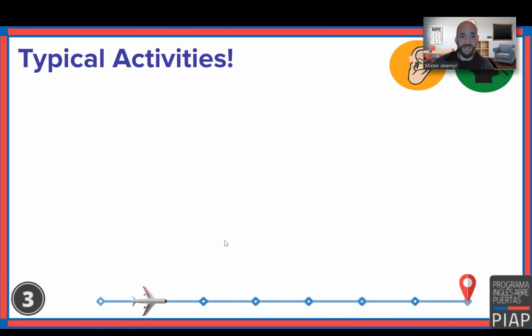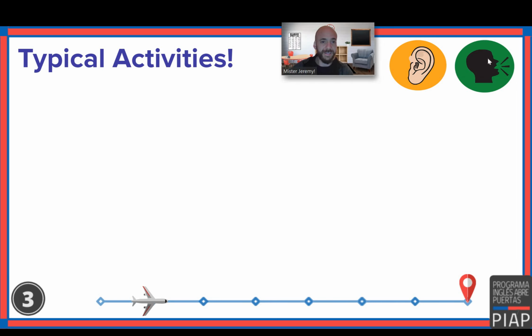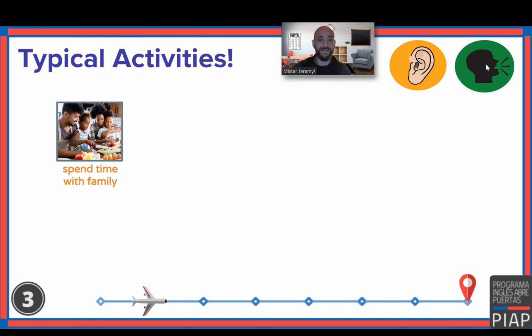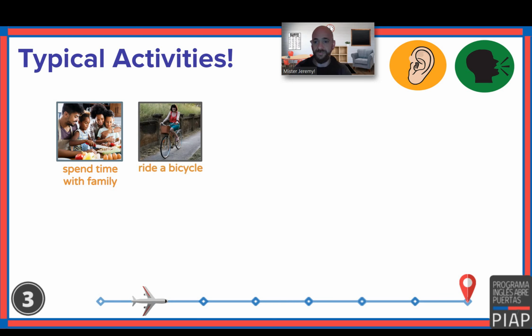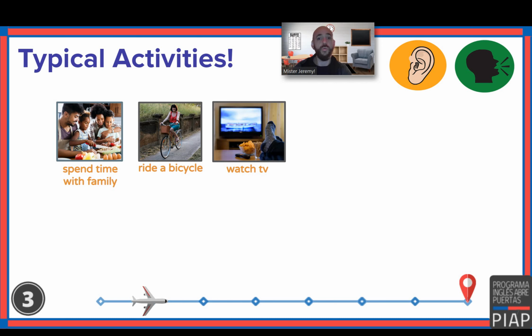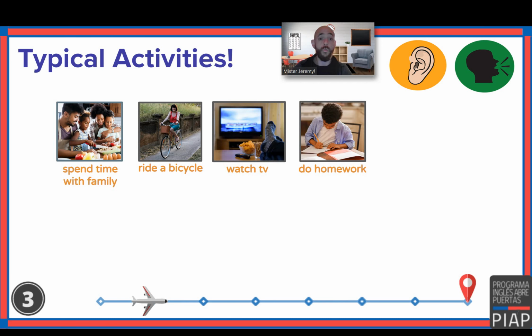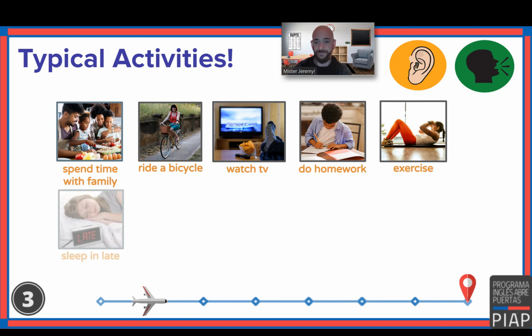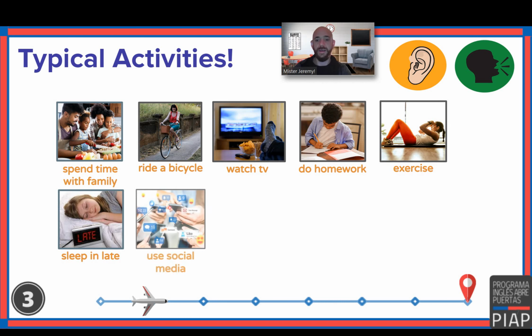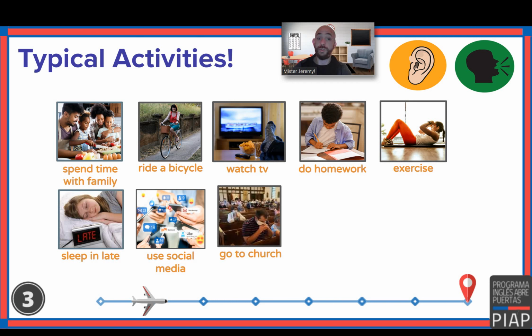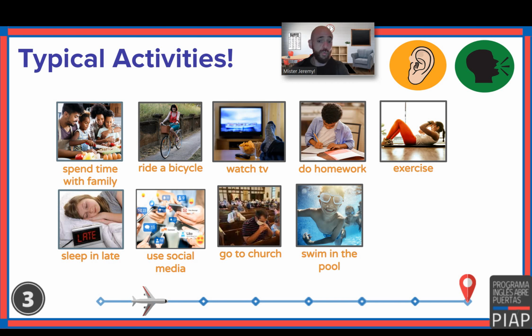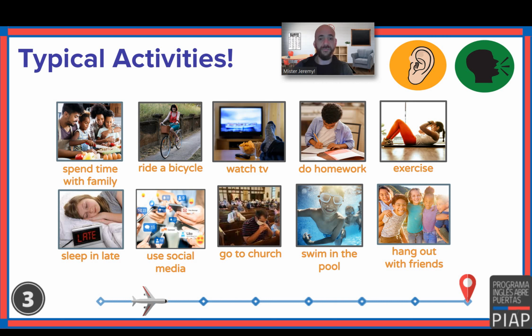Once we've done that, we will then move on to a listen and repeat session with 10 new typical activities. The other ones were more hobbies and sports. These 10 are meant to be more routine oriented, right? So we have spend time with family, ride a bicycle, watch TV, do homework, exercise, sleep in late, use social media, go to church, swim in the pool, and hang out with friends, right?